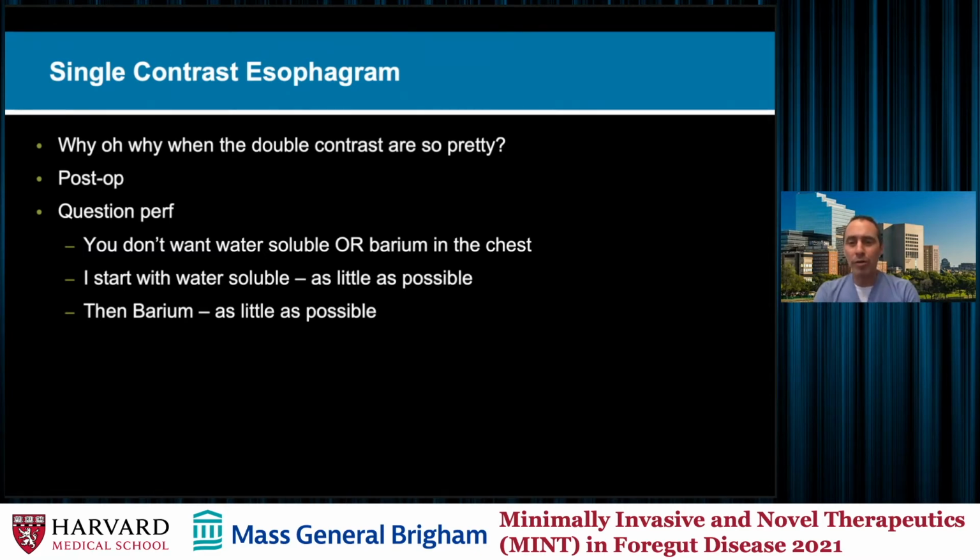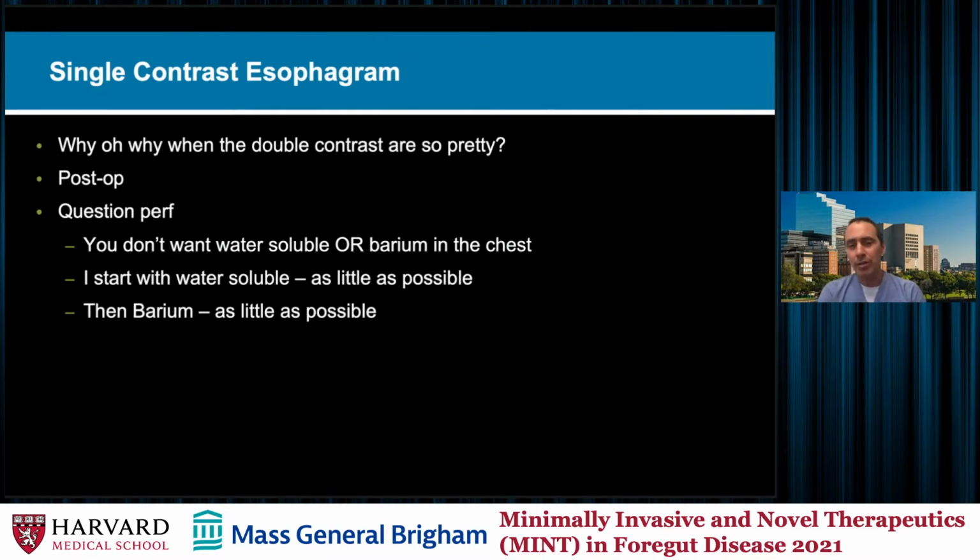So you don't want water-soluble in the chest because it can cause a mediastinitis. And so that's bad. And you don't want barium in the chest because it can tattoo and cause a mediastinitis, and so that's bad. And then you have too much water soluble. Not only will it cause a mediastinitis, but its osmolarity will pull in fluid into the chest, and so then you make somebody drown. So that's not good either, right? We really, really don't want to make our patients drown from inside. Terrible, right? So you don't want to do either, but we've got to. So what do we do?